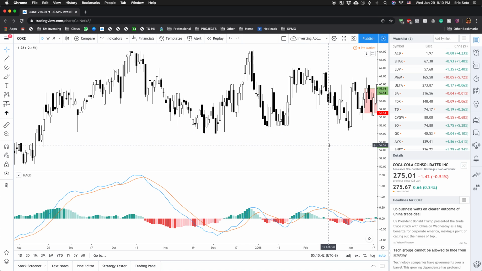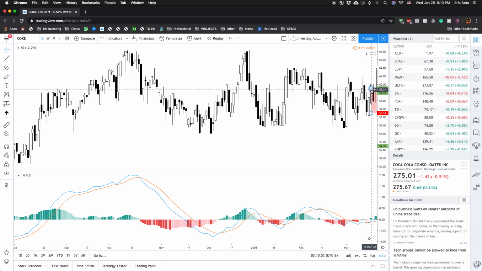Okay, so let's say I get emotional and I still think I'm right. You can see that it's still trying to go up. So now I'm going to invest again here. And I'm going to expand my stop loss a little bit.